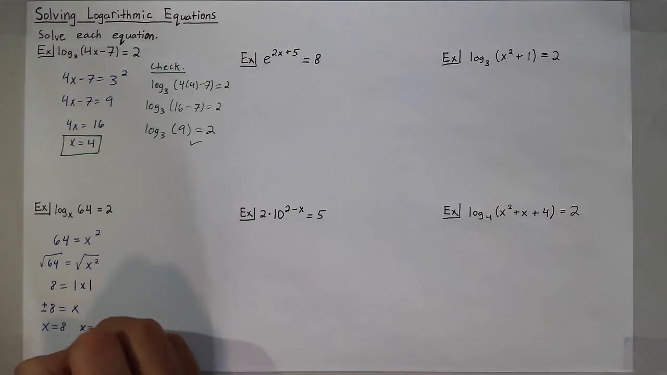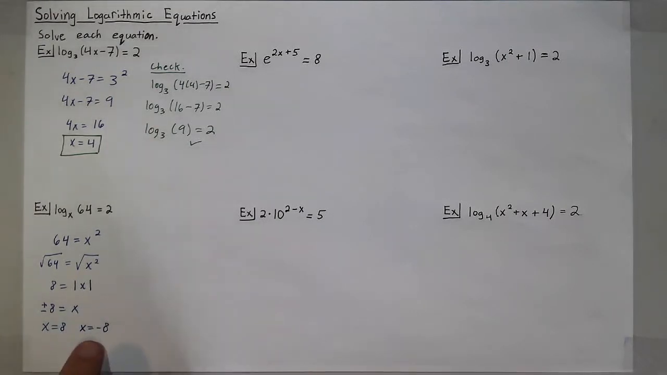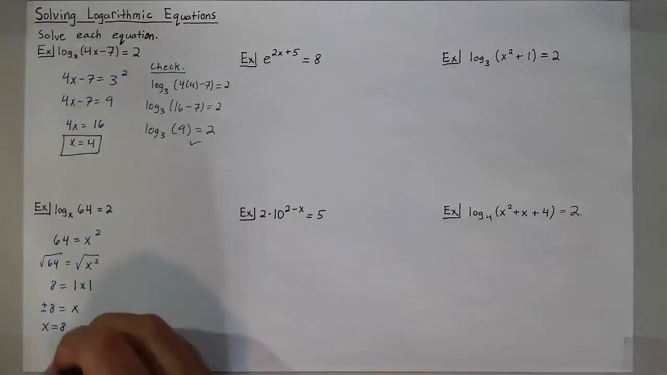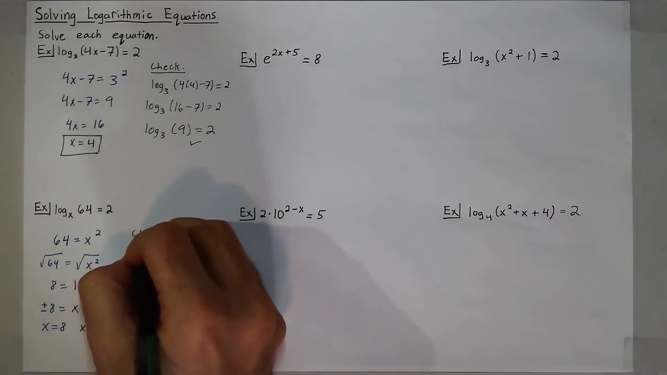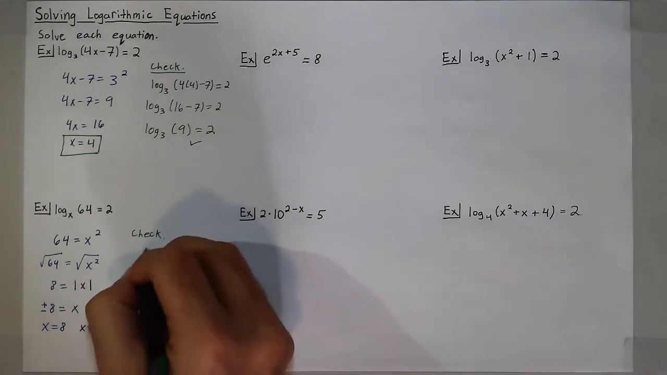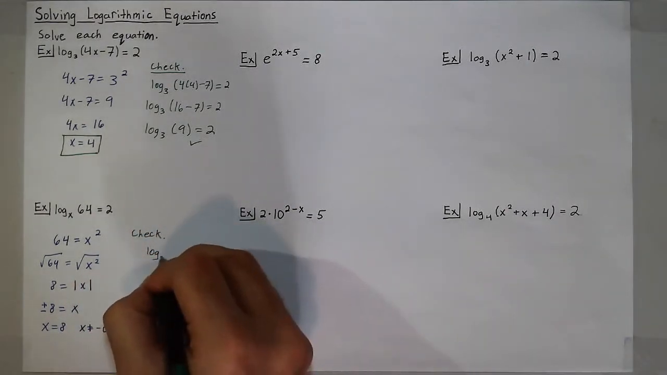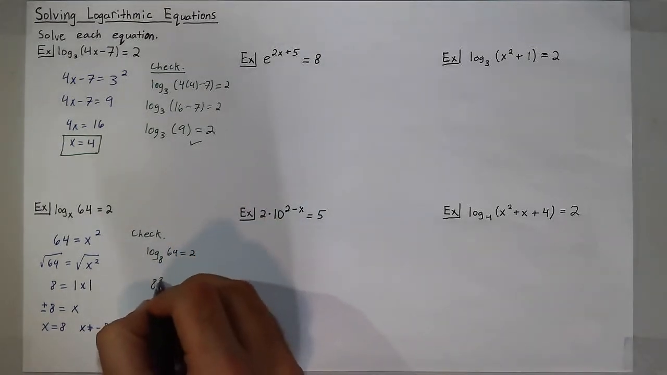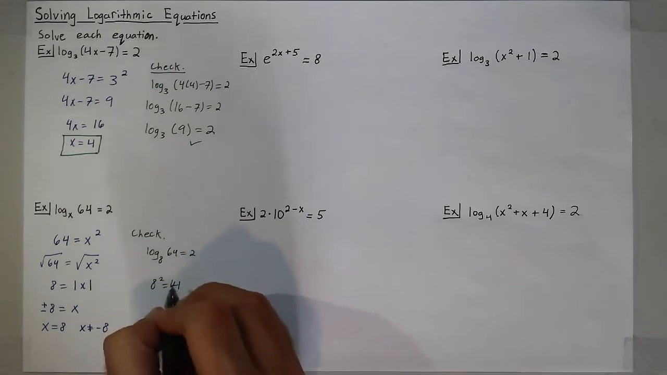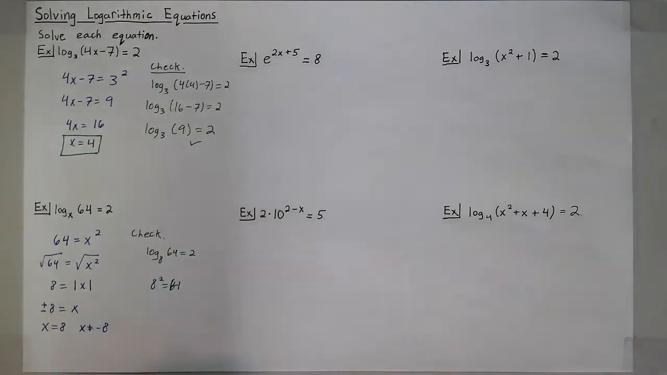Now, one solution I'm going to throw out right away is this negative 8, since we can't have a negative base for a log. That cannot work. But 8 seems to be a correct solution. So if I check this, I have log base 8 of 64 is equal to 2. I do know that 8 squared is 64, so that should be a correct statement as well. So my solution would be x equals 8, but not x equals negative 8, since I can't have a negative base down here.